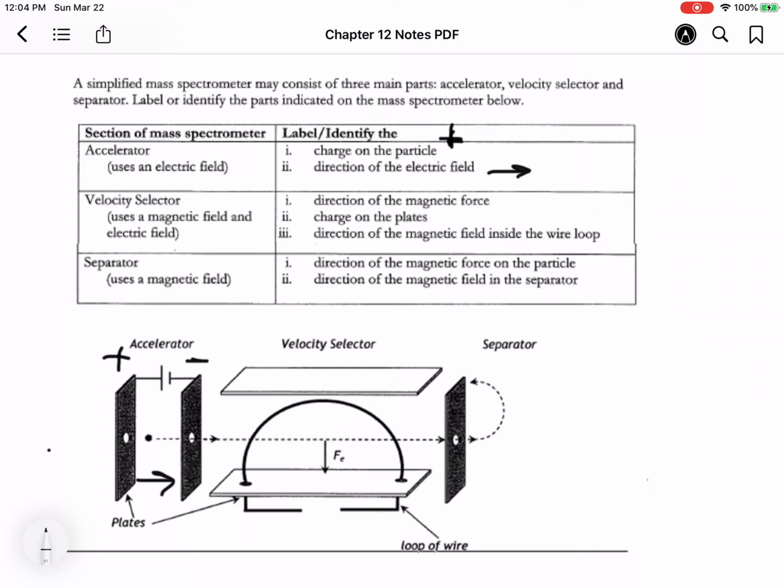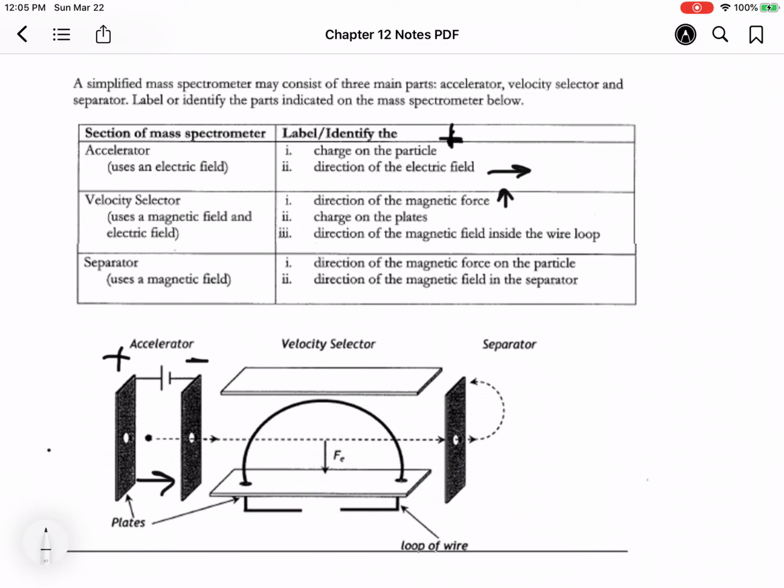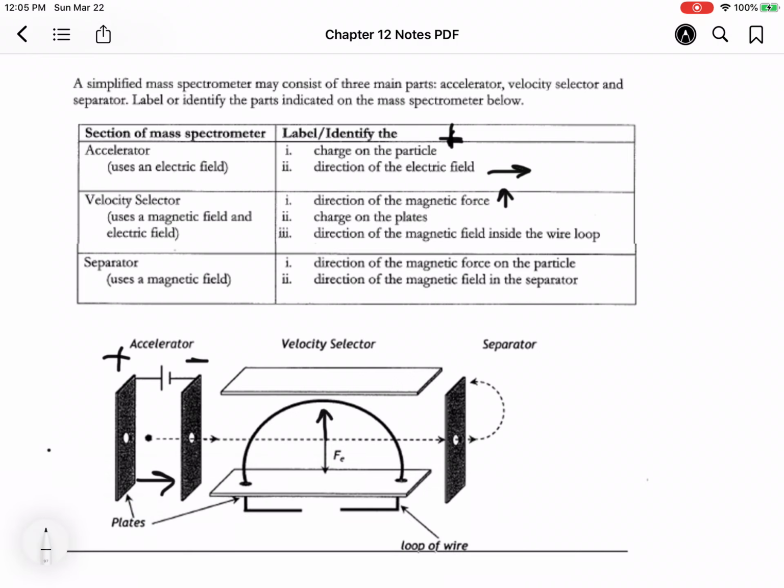Then we're going to have a velocity selector. The first thing to note, which is something I missed at first, is that it tells us the direction of the electric force, downwards. Which means the magnetic force must be acting upwards. So the force electric is acting downwards, and the force magnetic must be acting upwards.